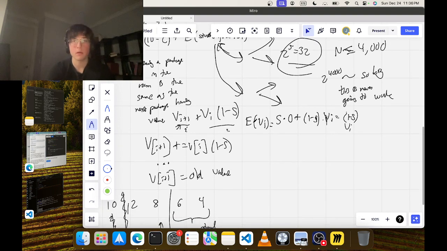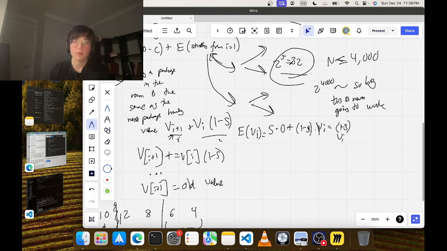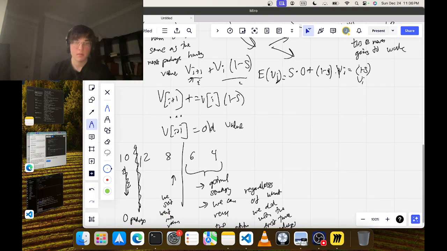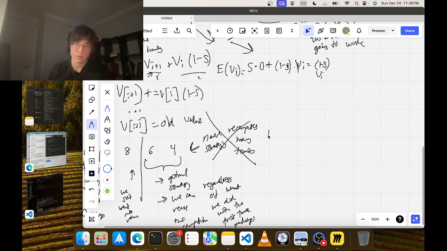And if we did this 2 to the 5 equals 32 solutions, if we went through all of them, we would end up having to recompute what we do with these last 2 packages many times. I don't know how many times, but lots of times. The naive strategy recomputes many times. So this is really bad. It's not very efficient.